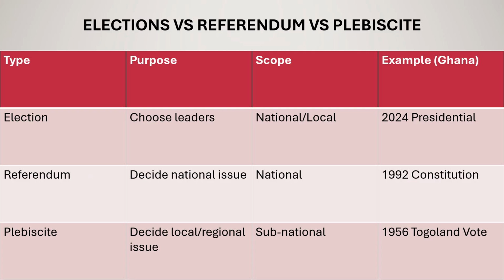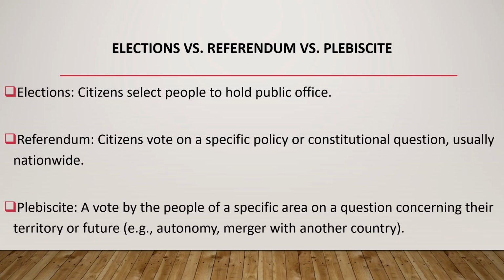Also, we're now going to delve into elections. We're talking about elections, but the focus will be more on referendum versus plebiscite. Elections, we're talking about it a lot. We choose leaders, can be national or local, for example the 2024 election. Referendum over there, the plebiscite also. So let's delve into them one after the other. I'm not going to waste a lot of time on elections because you know that elections is when citizens select people to hold public office for them. So we know that already, and we're not going to go into it too much. I've given examples of elections that have been held in Ghana.